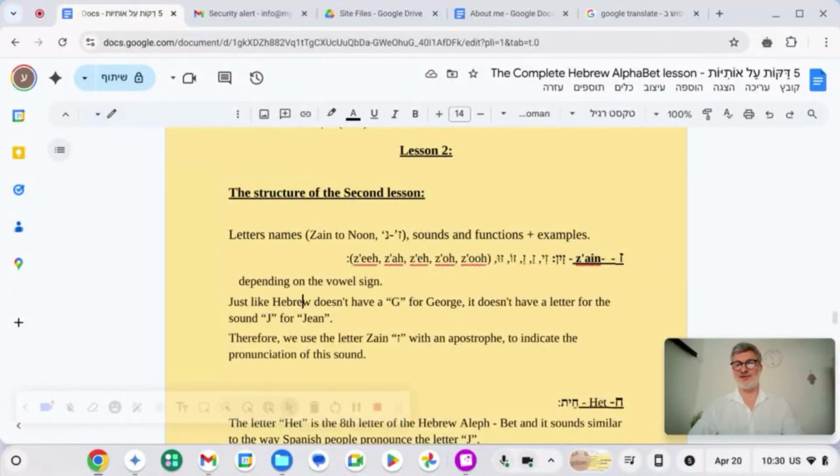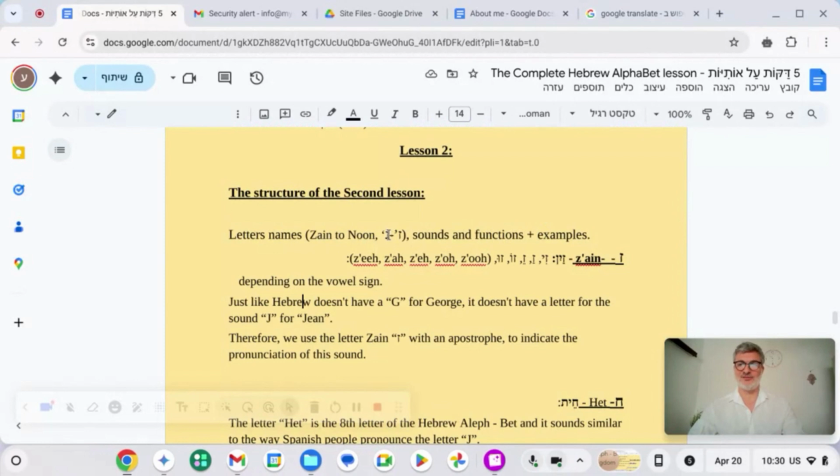This is the second part of the complete Hebrew alphabet guide videos. On the first video we covered the letters Aleph to Vav. Today we're going to cover the letter Zayin to Nun with their sounds, functions, and examples. We're going to start with the letter Zayin.